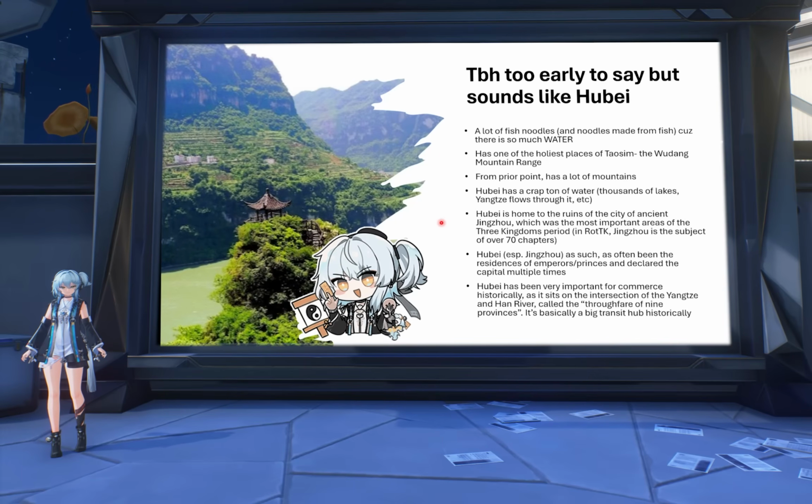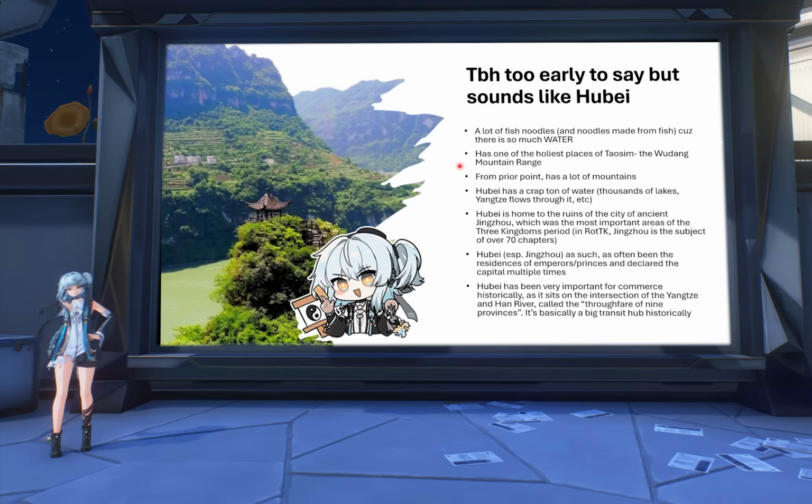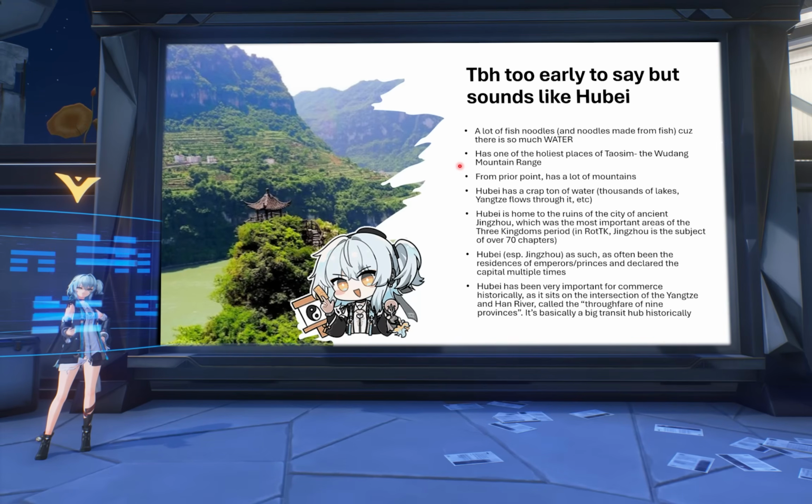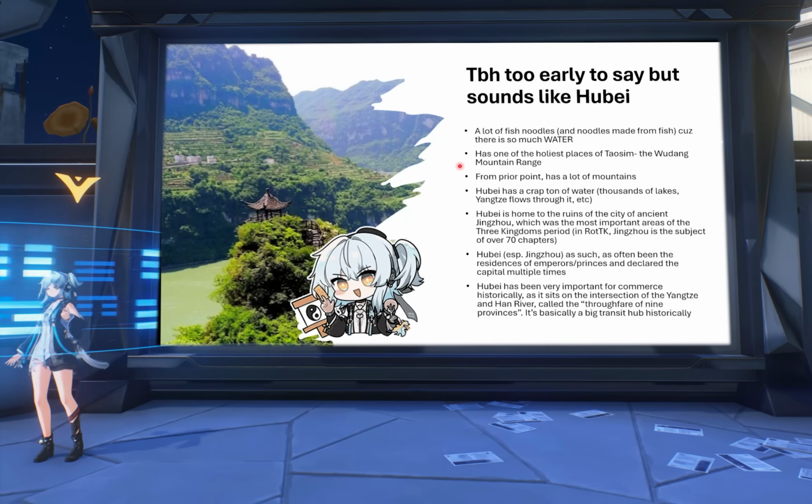And the other thing that's pretty important is that Wuling, we already know, is big on Taoism. There's also Taoism described as being very integral to Mengzhou, and there's temples, of course, in the mountain ranges. And one of the things about Hubei is that Hubei has one of the holiest places of Taoism, which is a lot of the temples and the mountain itself of the Wudang mountain range. This is one of the holiest places of Taoism, and if Wuling's temple is on a mountain, this is kind of like the most famous Taoism site you can probably cite in all of China, right?